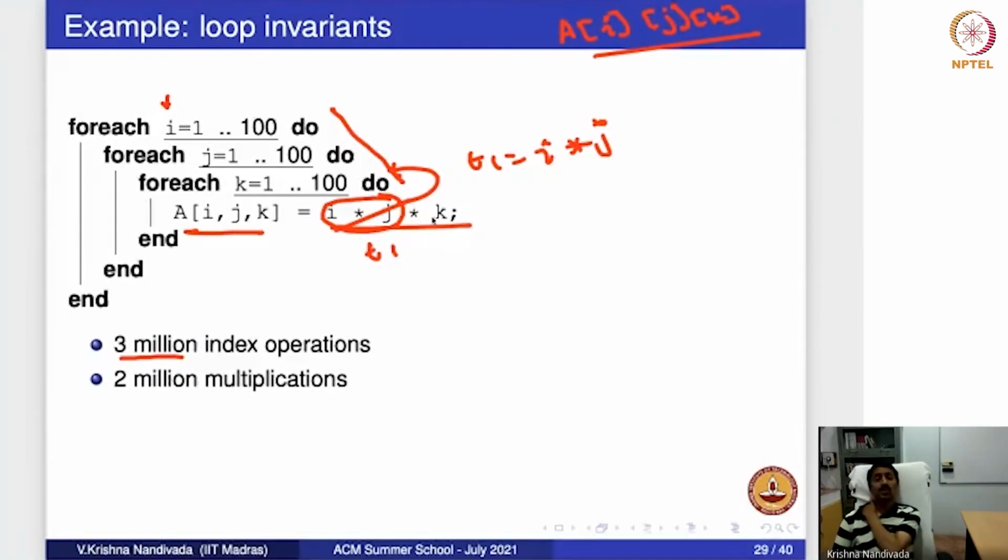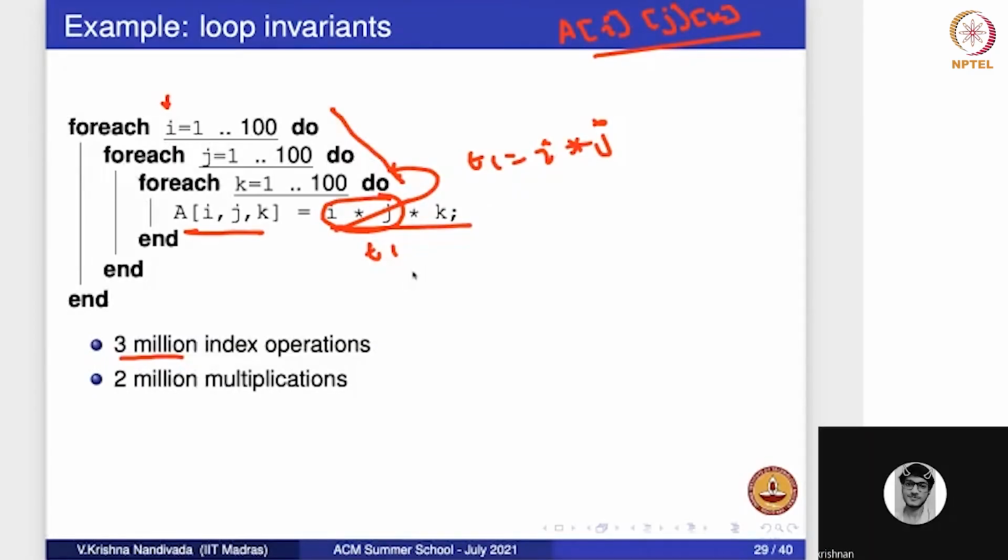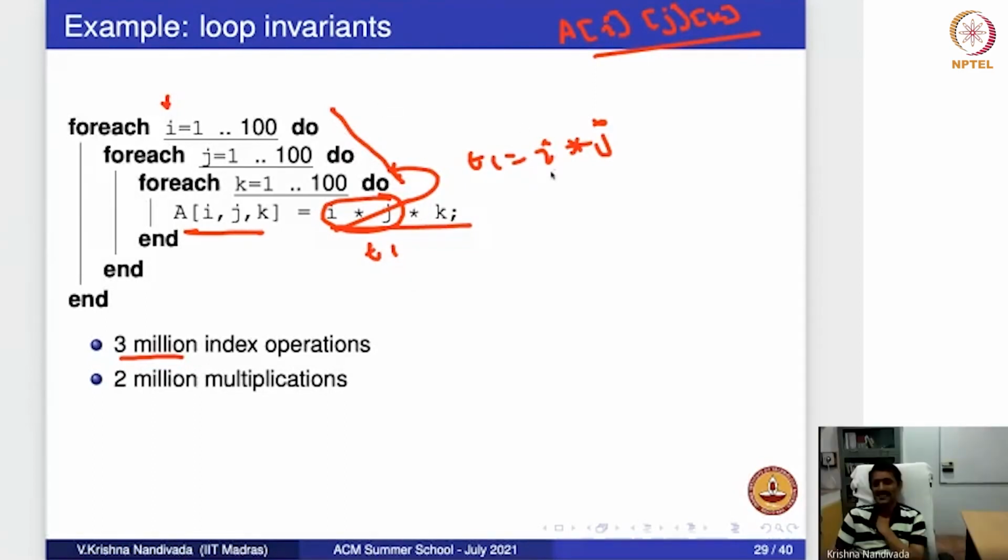Is there any other loop invariant expression here? I is invariant in the J loop. But I is just a single variable. I'm not doing any computation, right?